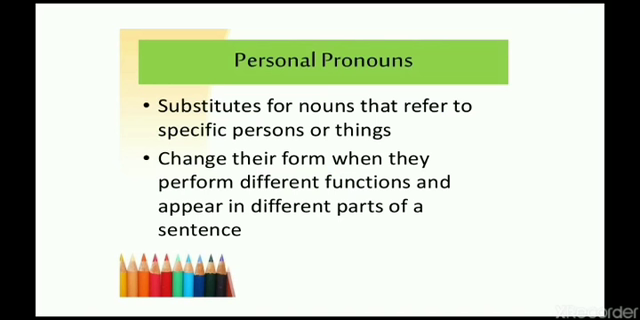Personal pronouns substitute for nouns that refer to a specific person or thing. So when there's a specific person or when there's a specific thing, in that place you will be using personal pronouns. Personal pronouns change their form when they perform different functions and appear in different parts of a sentence. They will change their form, okay, when they perform different functions. Different जगह पे उनका different function होता है and they will appear in different parts of a sentence.